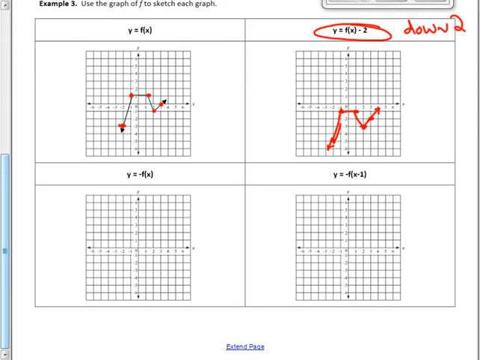On the next one, the only transformation that I have is a negative on the other side. Okay, so my y values are going to be the opposite of what they were before. So I've got this point -2, -3. If I'm going to reflect that upon the x-axis, which is putting that negative out front, then that point is going to go from here, and it's going to go all the way up to here. It's going to reflect on the x-axis.